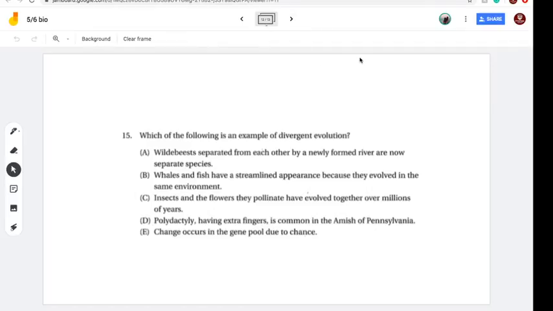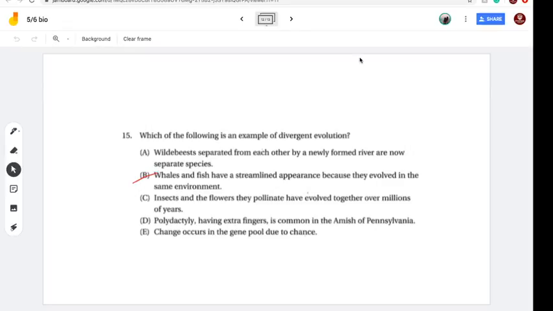So which of the following is an example of divergent evolution? So let's go over each of the choices. Starting from, let's do choice B. So choice B refers to convergent evolution, where unrelated organisms have a similar appearance because they evolved in the same or similar environment. So that is a convergent evolution, so that cannot be it.